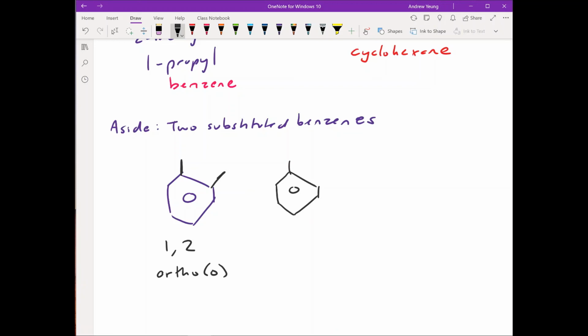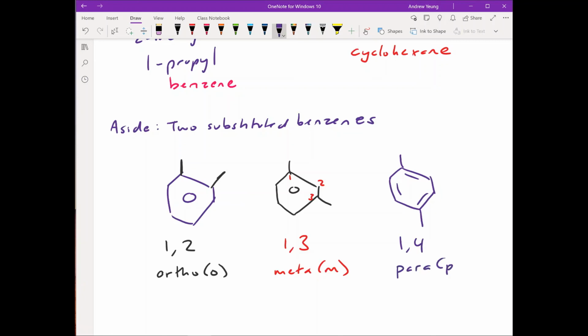If we're in the 1,3 position, so remember we're going to put position number 1 at one of the branches, I'm going to count around so the other branches occur at a small number as well. If we have a 1,3 positionality, this is called the meta position. And then the other possibility here is 1,4. Just to get you familiar with all the different ways we can draw benzene, I could have drawn it with the circle as well. 1,4 actually implies that these attachments are just directly across from each other here. The 1,4 positions is referred to as the para setup.